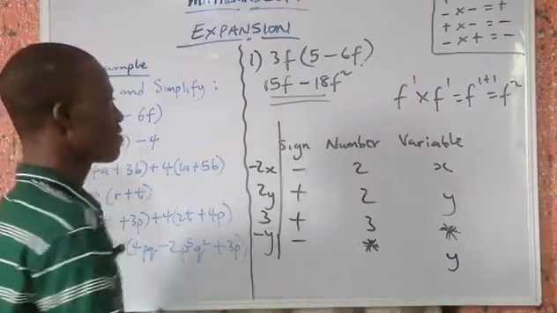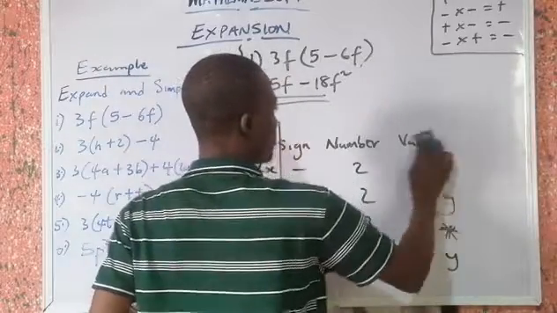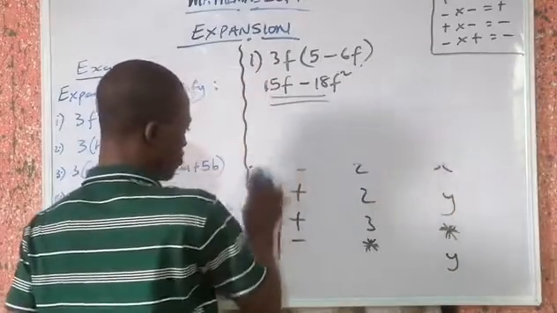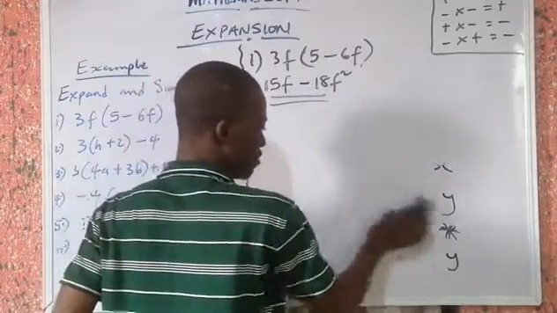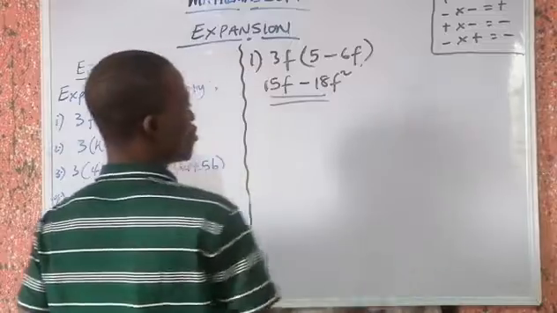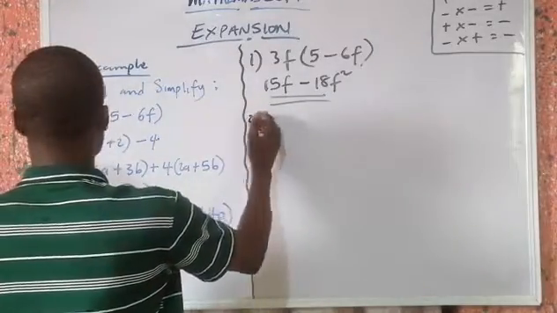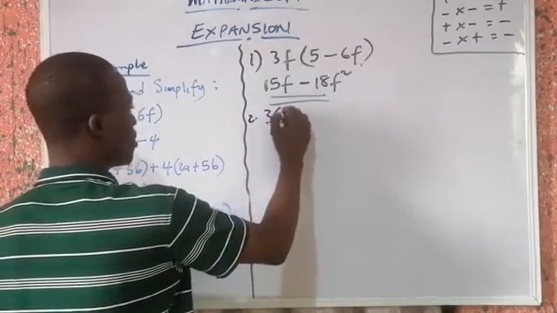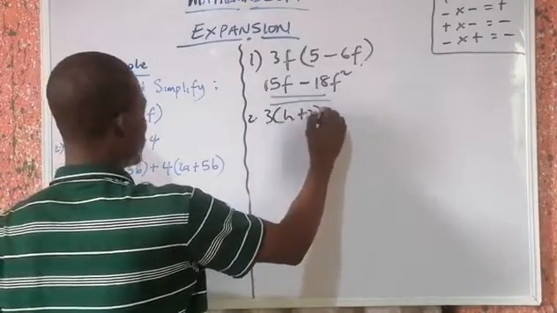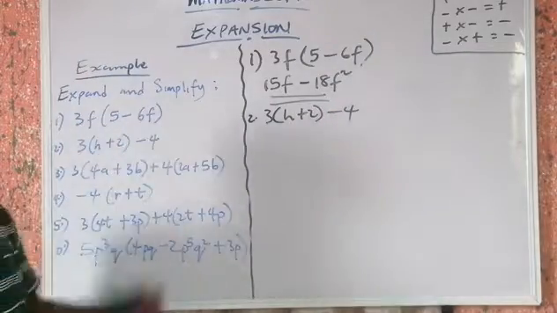So you take it step by step, one after the other. I hope you have captured the foundation and all the breakdown I've done. So let's try to deal with number 2 now. I have 3 bracket h plus 2 minus 4. Don't forget, the question is expand and simplify.